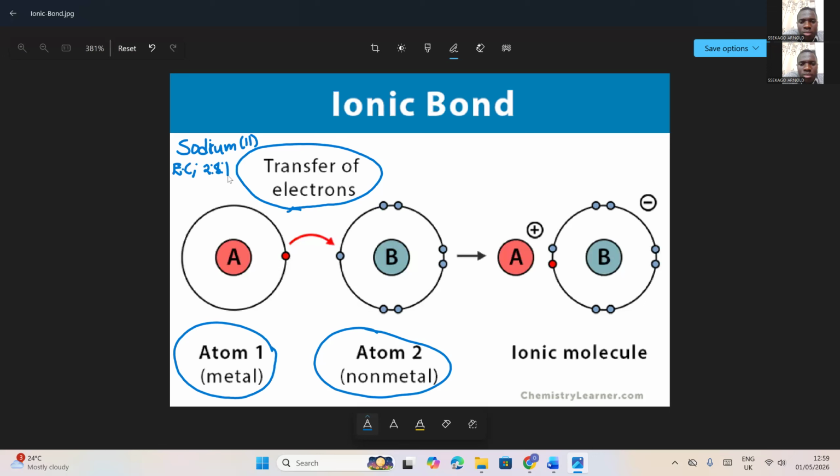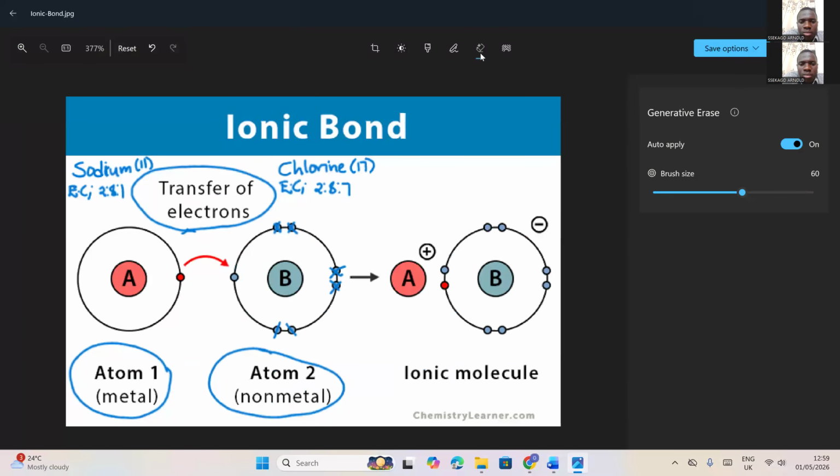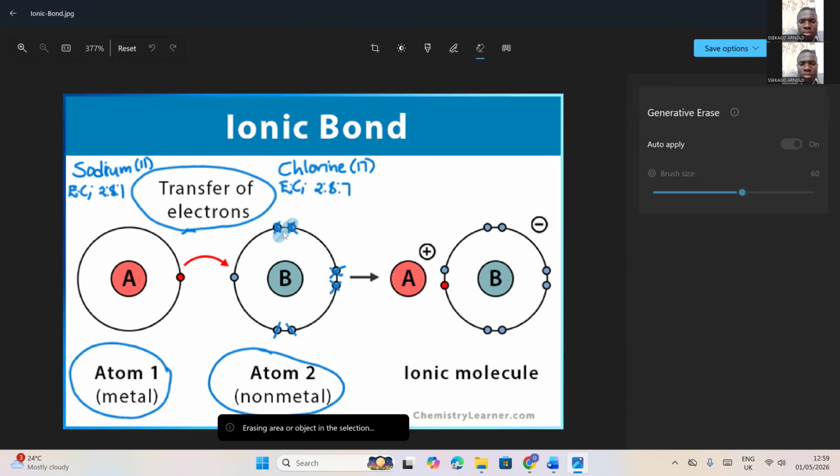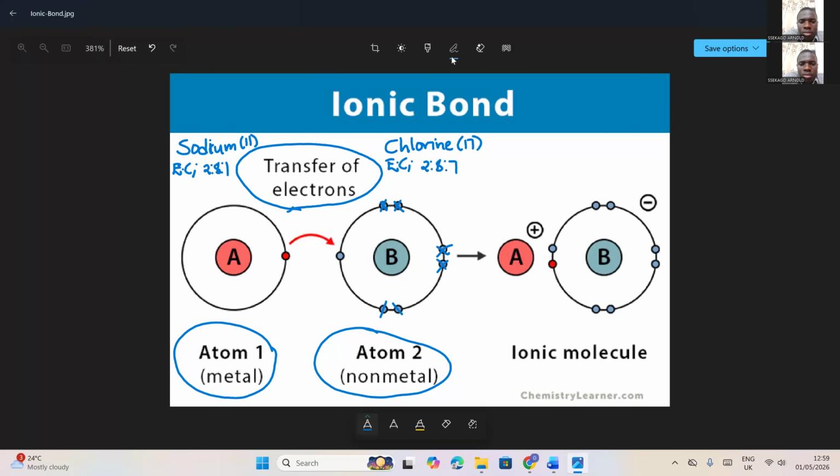Now this is chlorine. Chlorine is element 17 with electronic configuration 2, 8, 7. The outermost shell has 7 electrons. However, that's not how we should fill them in. Electrons are filled one by one.